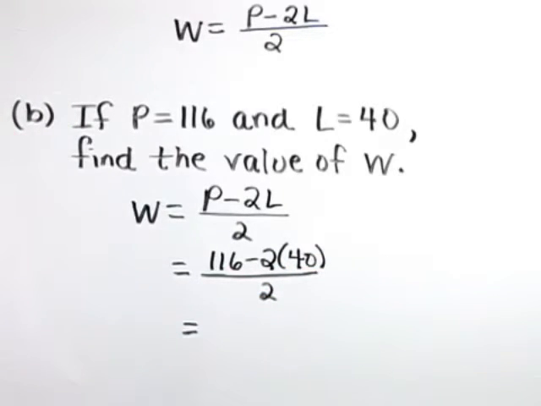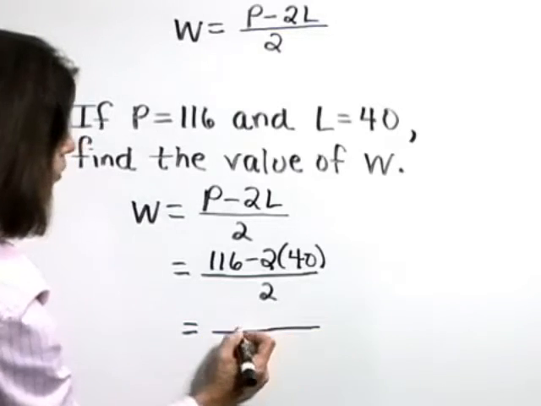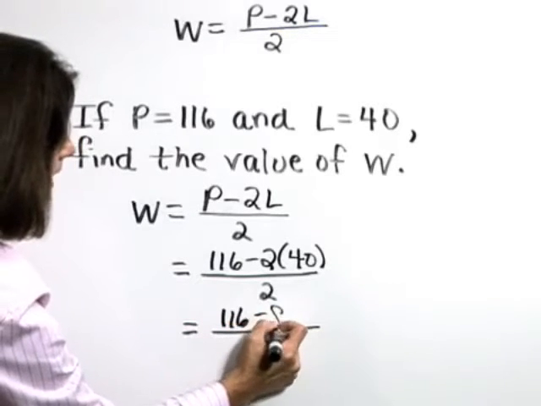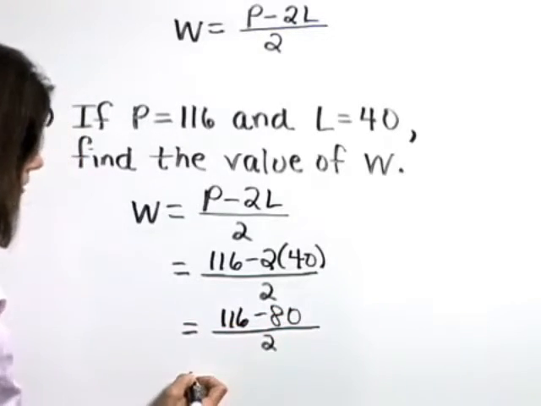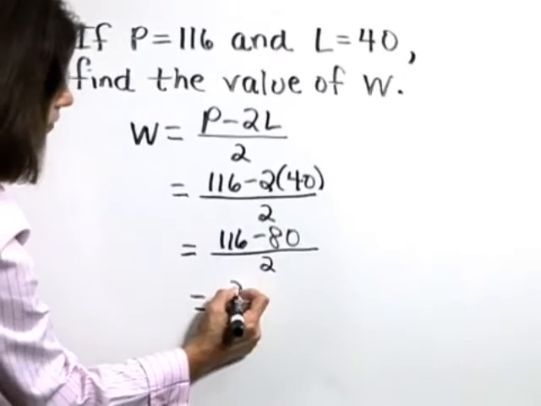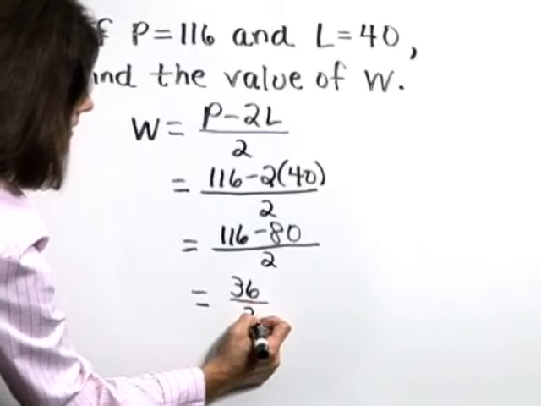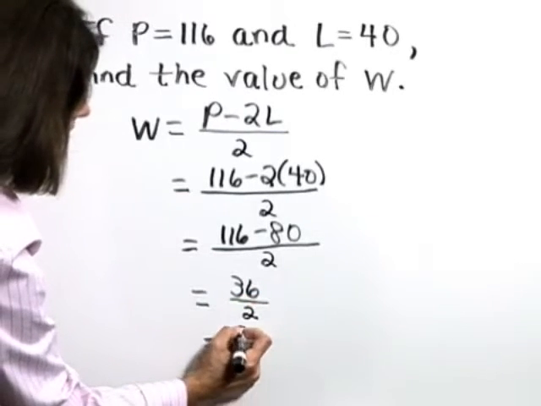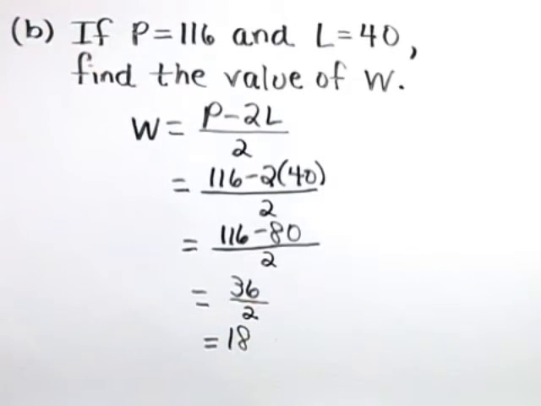now let's evaluate. In the numerator, that's 116 minus 80, all divided by 2. 116 minus 80 is 36, and 36 divided by 2 is 18 units. The width in part B is 18.